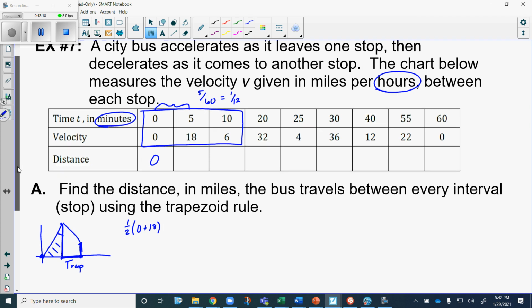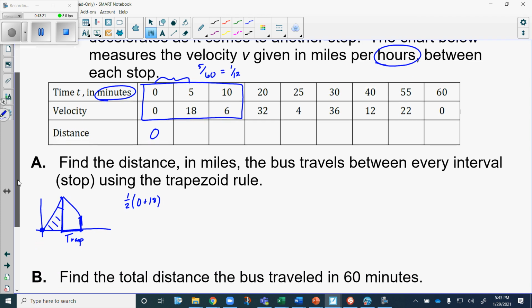Since they're giving us our time in minutes, but our velocity in hours, we have to do a conversion here. I'm just converting the minutes that they gave us from our table into hours. So this would be 1/12 of an hour. That's the delta x here. That's the height of the trapezoid or the triangle, however we want to think of it. So 1/12 times 1/2 would be 1/24 of 18, which when I did it on my calculator, I got 0.75. So that was the distance that it traveled.